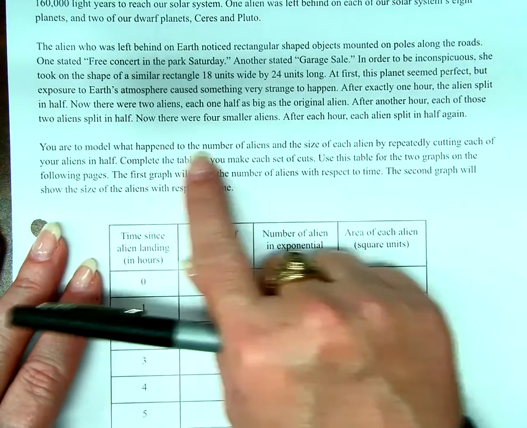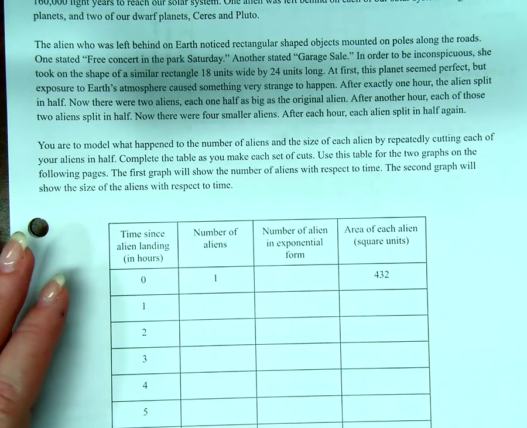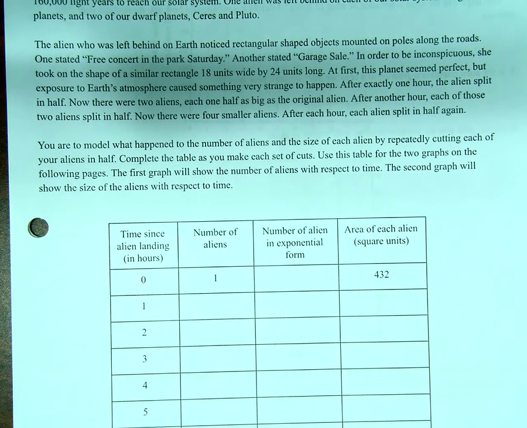You were to model what happened to the number of aliens and the size of each alien by repeatedly cutting each of your aliens in half. Guys, we're not literally cutting aliens in half. We're just going to be cutting paper in half.